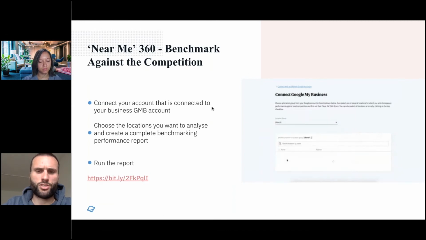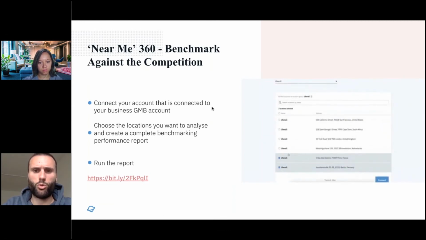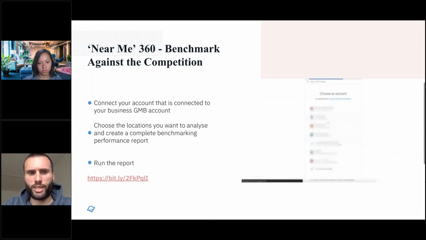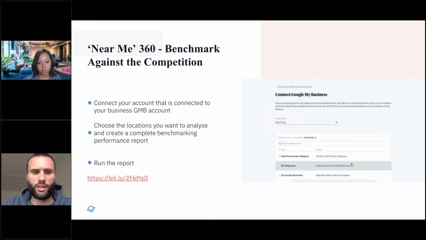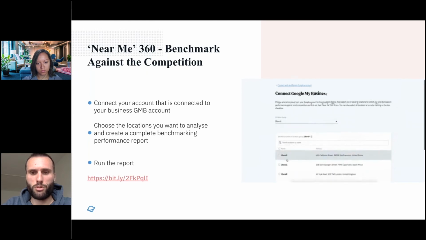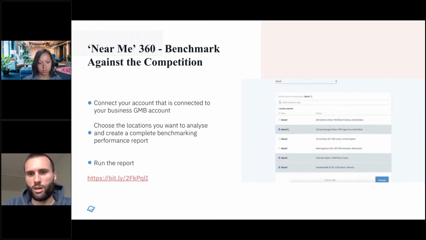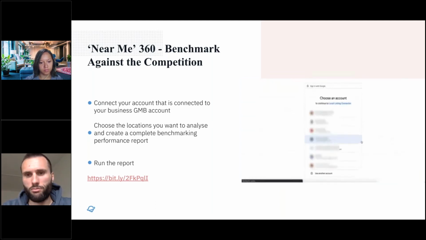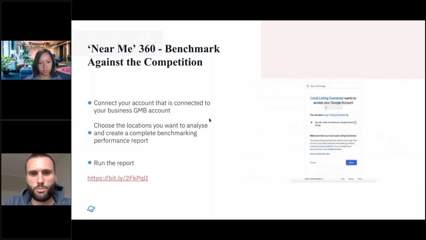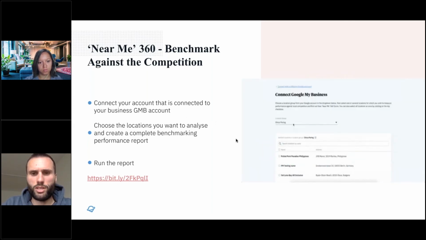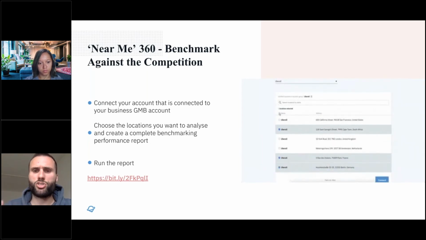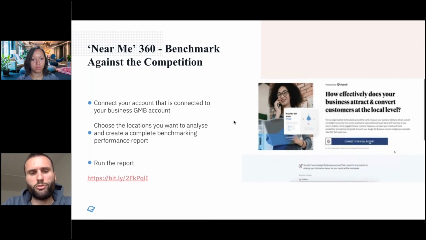And as you can see here, I'm just showing how it all works. So basically, you connect your account that is connected to your business's GMB account, and you choose the locations you want to analyze, and then create a complete benchmarking performance report. You can choose multiple locations, or you can just choose all of them. And then at the end of it, you can just run the report. It's pretty simple. You do need access to a GMB account, or someone who does within your organization, to get a clear picture of your location performance.